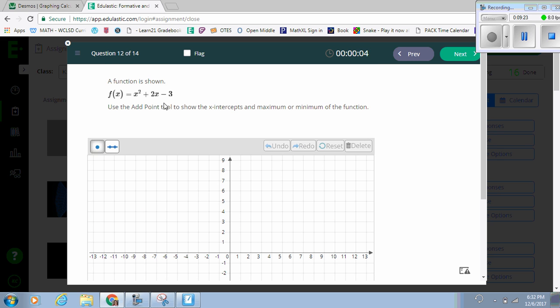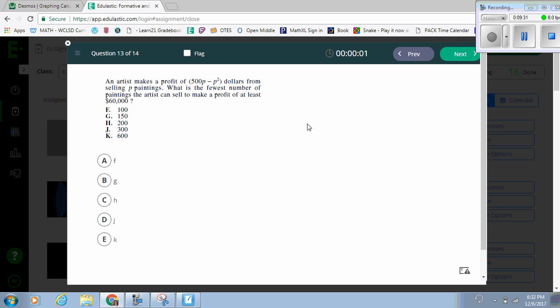Same thing for this one, it's just plotting points. You only use this one. You don't need to use this. In this one, you just graph this, find 60,000 on the y-axis, and that is going to be your answer. So I believe this one is 200.